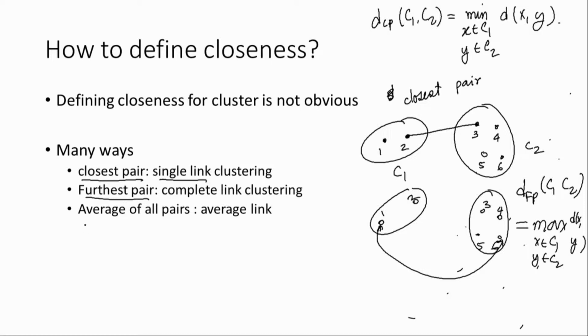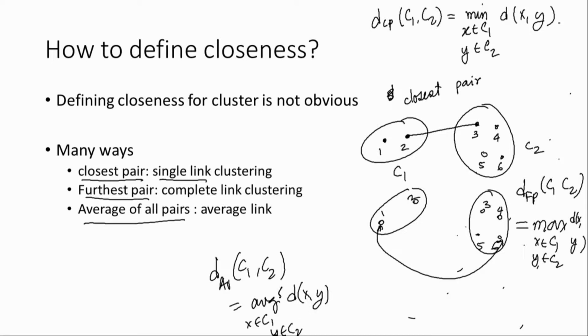Okay? I could define it to be the average of all the distances, which may be a little more robust. Then I'll take all the pairwise distances, right? And I'll define the average. The d average of C1 and C2 will be defined as average of x belongs to C1, y belongs to C2, d of xy. Average of these numbers. Okay?